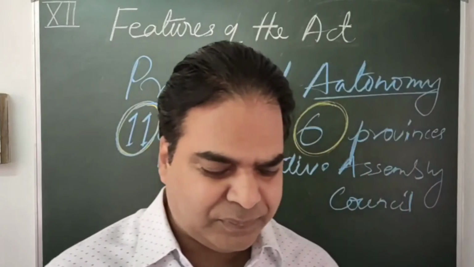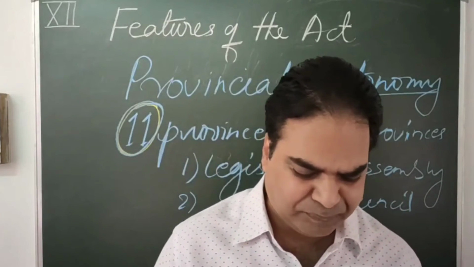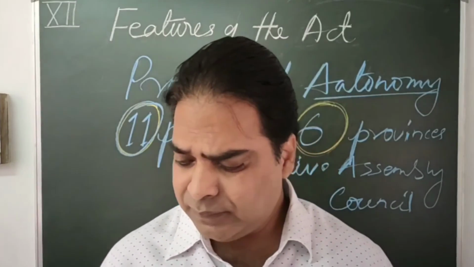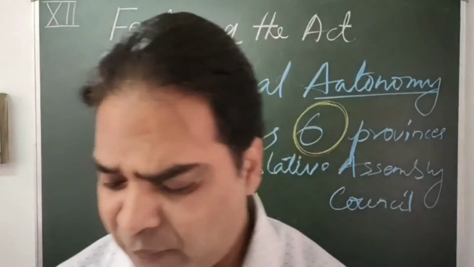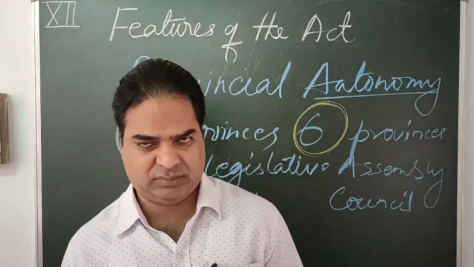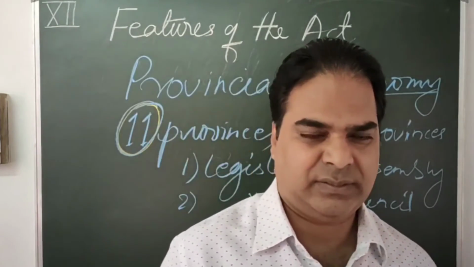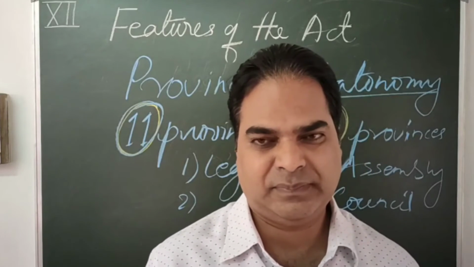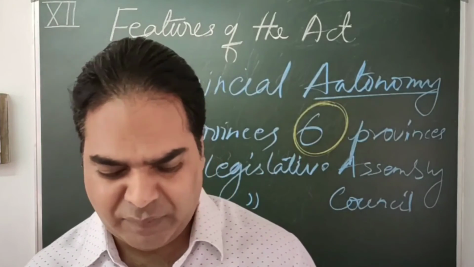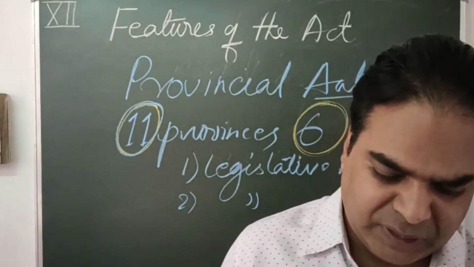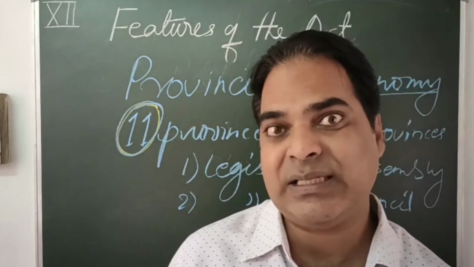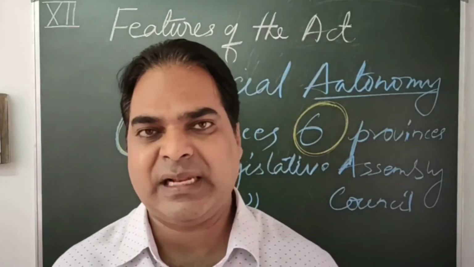Now, let me tell you the last part. At this provincial level, who were elected and who elected them? How were the members elected? It's very simple, my dear. At the provincial level, the members in the provincial assembly were elected by the people directly.